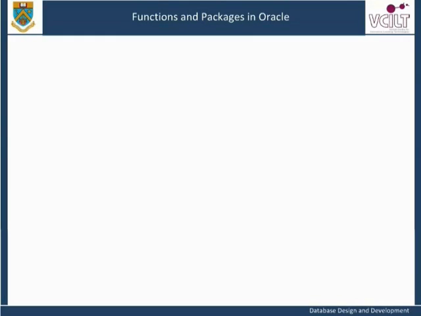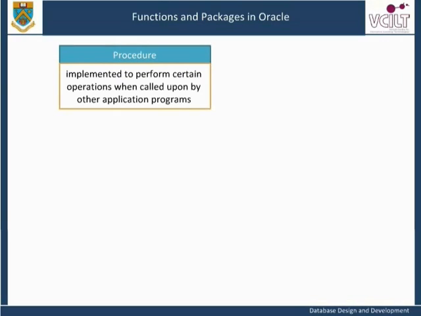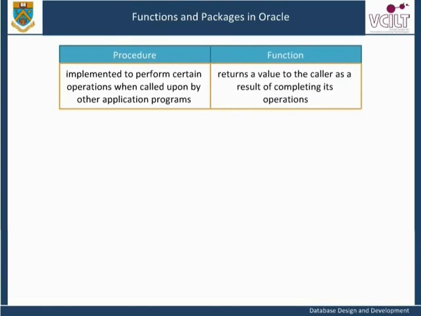Functions and packages in Oracle. In Oracle, a procedure is implemented to perform certain operations when called upon by other application programs. Depending on the operations, it may not return any value, or it might return one or more values via corresponding variables when its execution finishes. Unlike a procedure, a function always returns a value to the caller as a result of completing its operations. It is also worth mentioning that a function may be invoked by code within a procedure, and a procedure may be called from within a function.